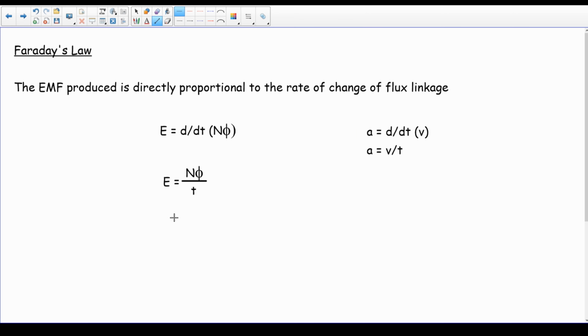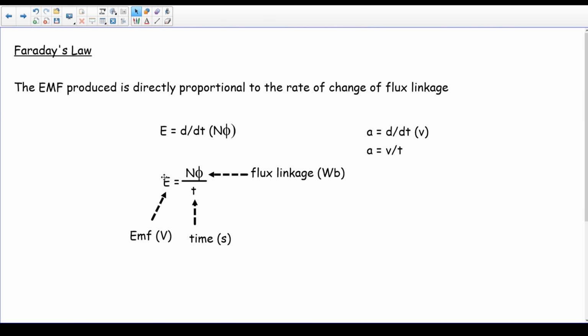So we will write that E, the EMF, is equal to n phi, the flux linkage, divided by t, the time taken for that change to occur. So we have the EMF E in volts, n phi, the flux linkage in Webers, and t, the time in seconds. Right, so we need to be able to use that and figure out what is going on here. So let's have ourselves an example.